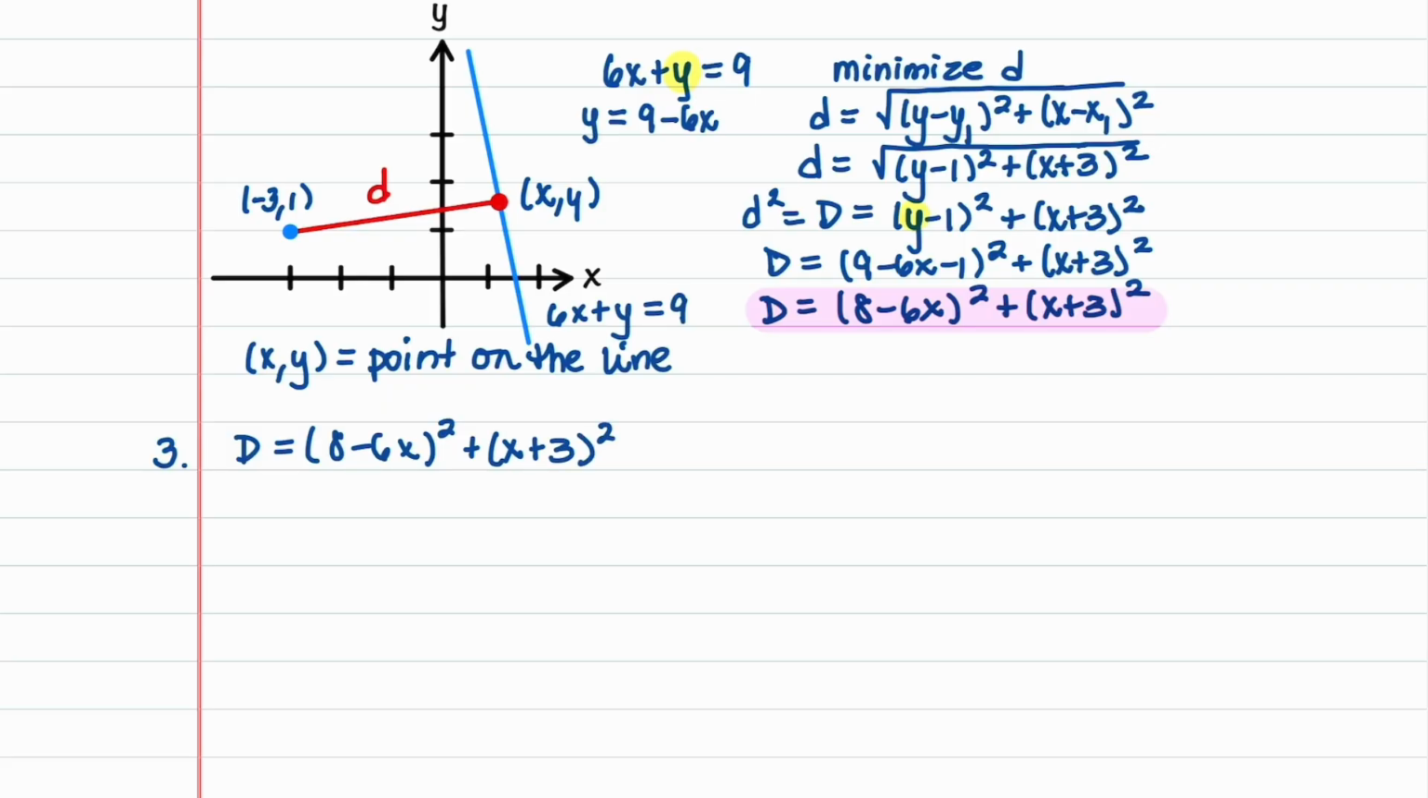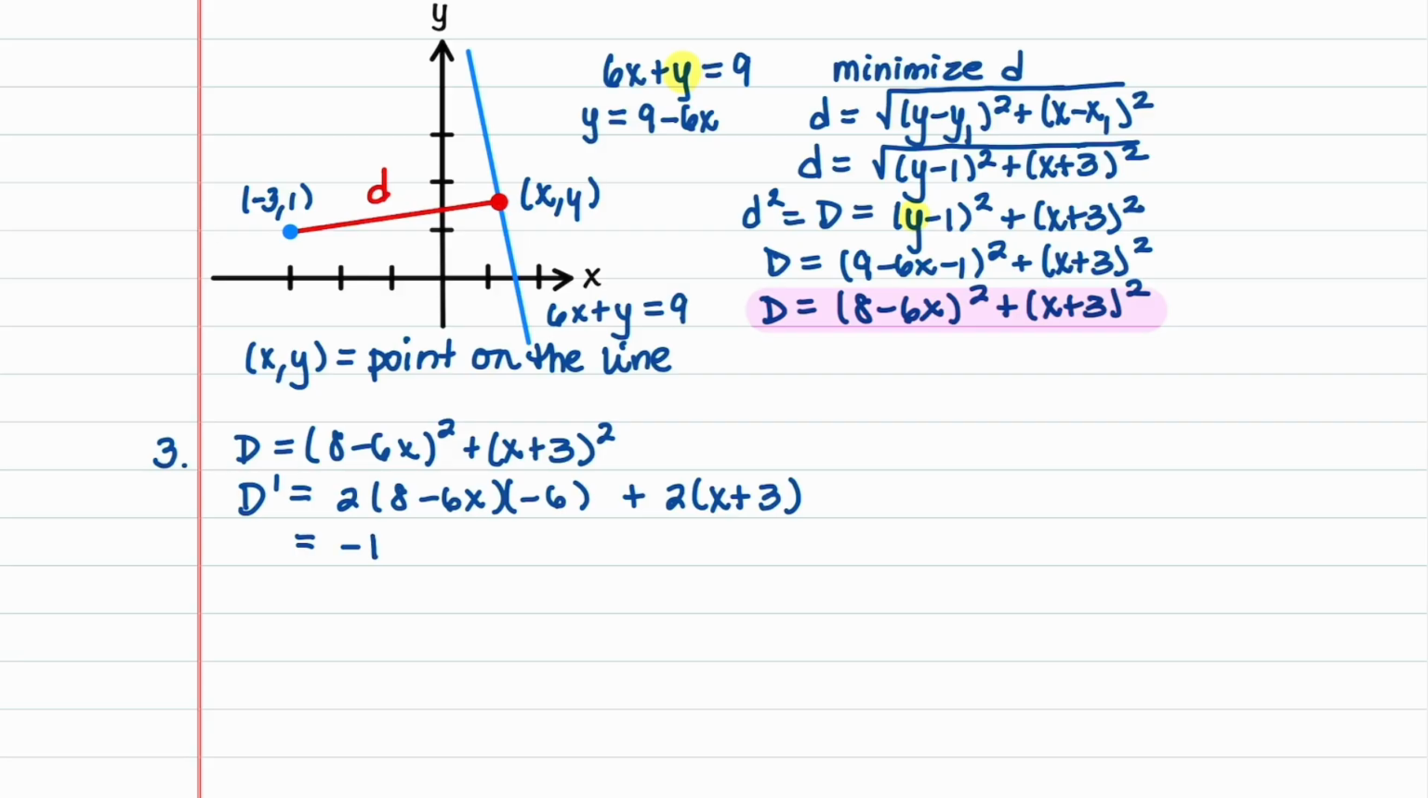We could have multiplied that out and found the derivative, but I think it's just as easy to do it this way. We're going to take the derivative, and we're going to need the power rule and the chain rule. So this is 2 times 8 minus 6x times the derivative of what's inside, which is minus 6, plus 2 times x plus 3. Now let's go ahead and multiply everything out.